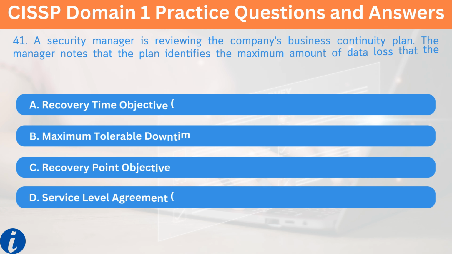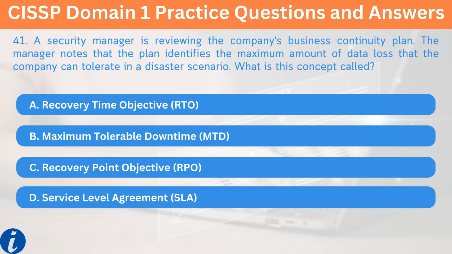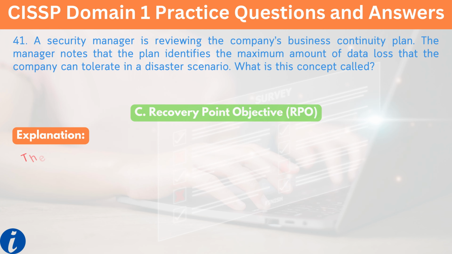41. A security manager is reviewing the company's business continuity plan. The manager notes that the plan identifies the maximum amount of data loss that the company can tolerate in a disaster scenario. What is this concept called? A. Recovery time objective, RTO. B. Maximum tolerable downtime, MTD. C. Recovery point objective, RPO. D. Service level agreement, SLA. The correct answer is C.